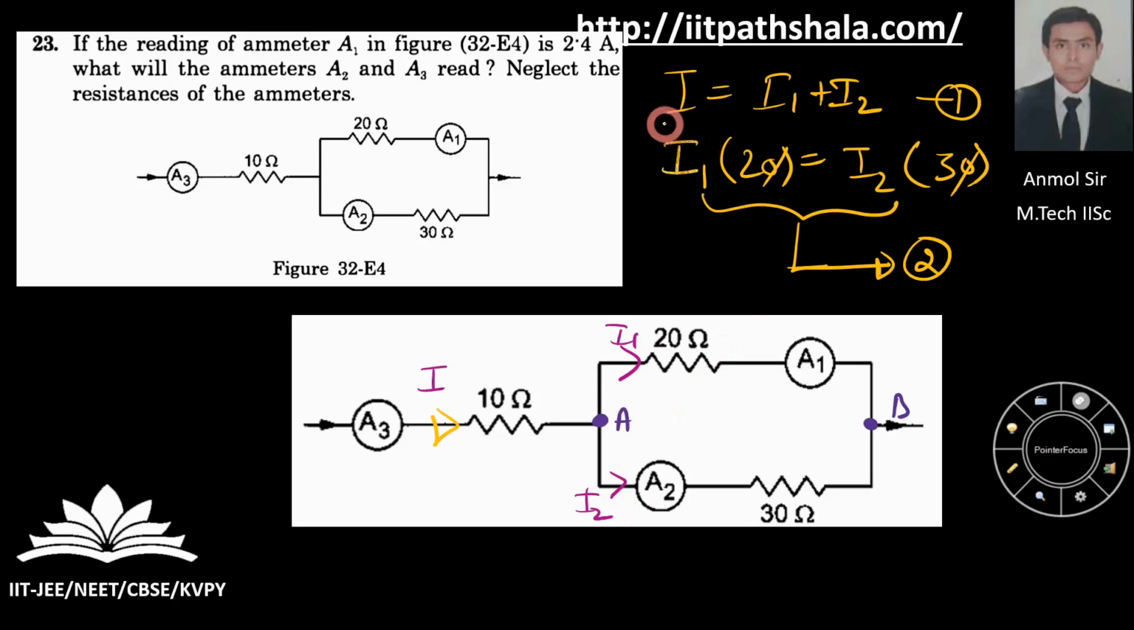The first equation comes from Kirchhoff's current law. The second equation you can get by a simple logic, that both of the resistances are falling in between a single voltage source, or in between terminals over here.